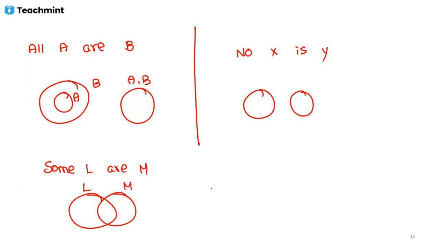Some L are M: entire L, some part of that is M. So first you recall these diagrams. Whenever you see a syllogism statement, all A are B means these two diagrams should come into your mind. No X is Y means this diagram. Some means this diagram. Now for the given statements you need to draw the diagram.